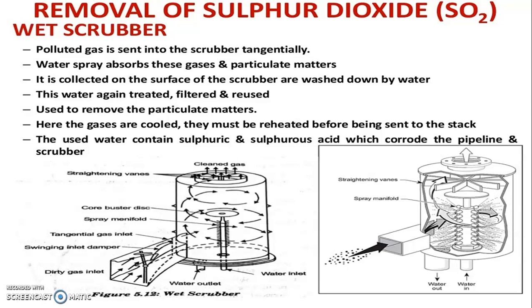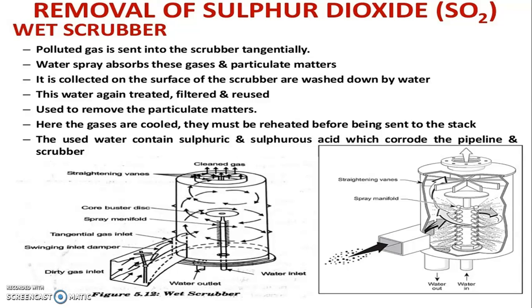Polluted gas is sent into the scrubber tangentially. Water spray absorbs these gases and particulate matter. It is collected on the surface of the scrubber or washed down by water. The water is again treated, filtered and reused.